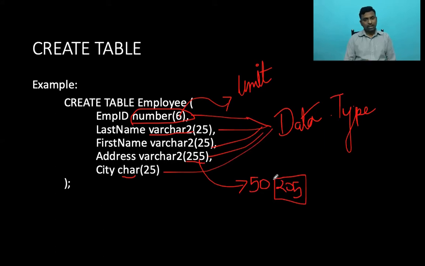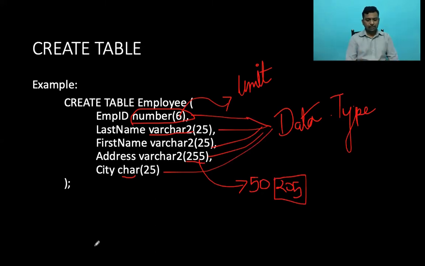But when I say character 25, 25 is fixed. I cannot change it, right? So if I'm going to use only 5 characters, my remaining 20 characters will be wasted. You with me, guys? Okay, good. So this is how I create a table.